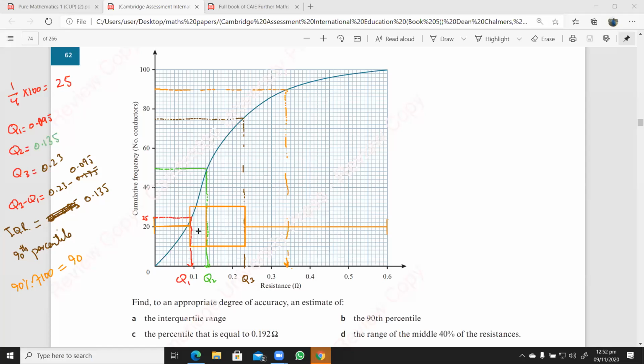Do you get an idea how to draw this? What information do you need to draw this box and whisker plot? Yes? Tell me.